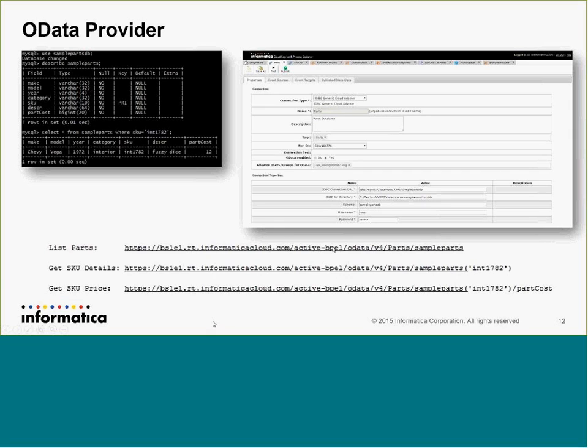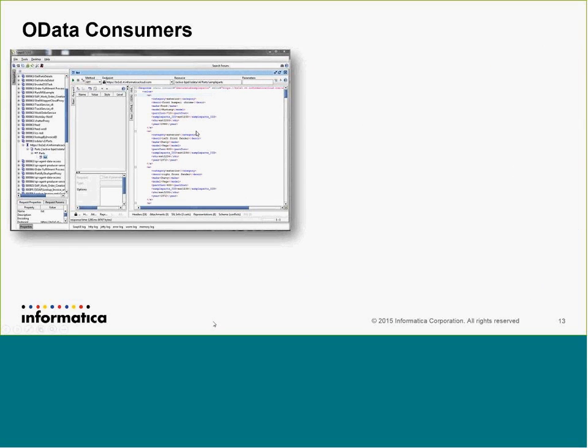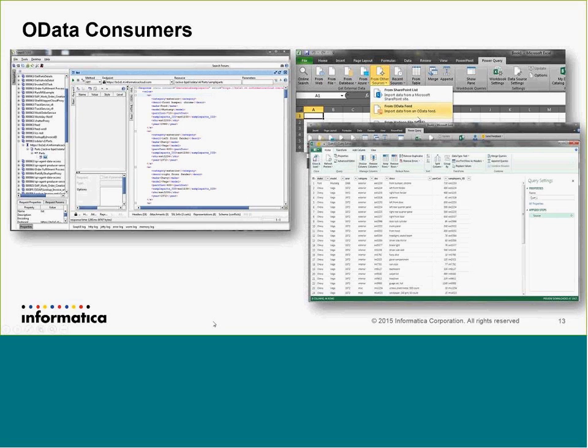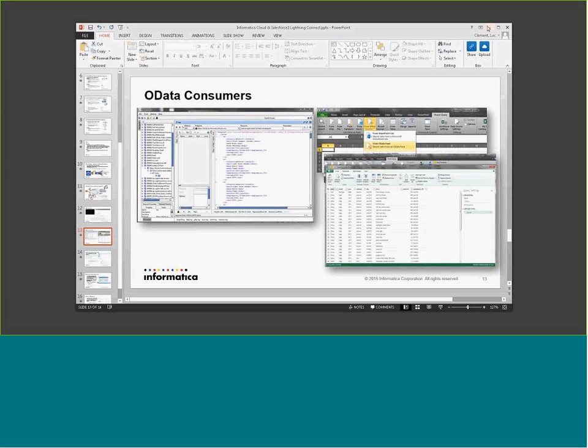What this makes possible then is to expose OData as a service, as a data service, which allows you to access parts information, for example, this fuzzy dice, through a simple set of URIs for listing parts, for accessing the details of the part 1782, or getting the cost. These URLs also make it possible to use a variety of different consumers, for example, SOAP UI, or Excel, which has the ability to import OData feeds, to be able to access information in real time. So let me just show you a quick demo of these capabilities.